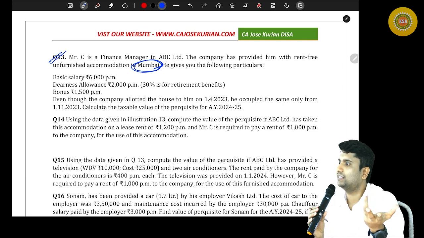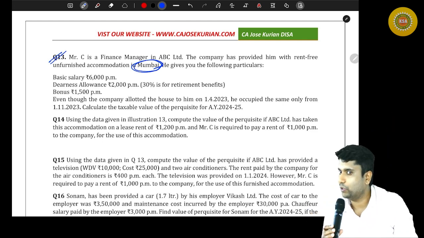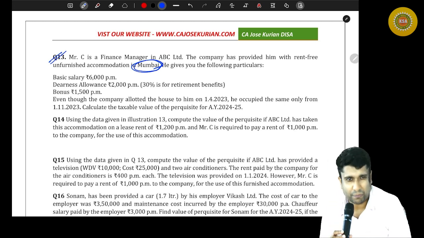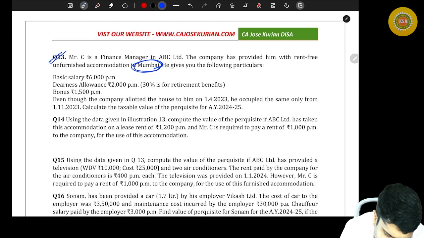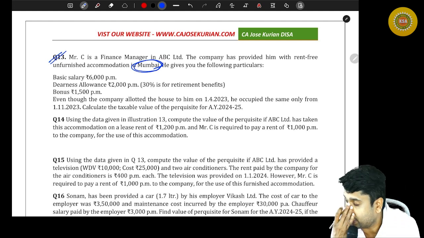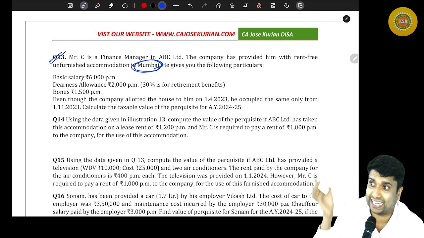So assume it is more than 40. At that time, it was more than 25. Are you with me? Yes. So let's see, it's Mumbai. So basic salary is there, DA is there, bonus is there. How do you value the perk? Compute the salary and apply the rates that we have learned.